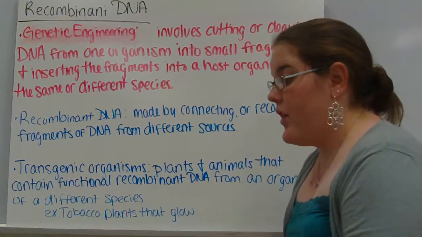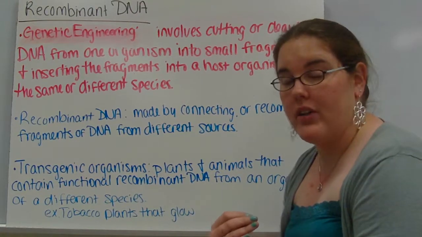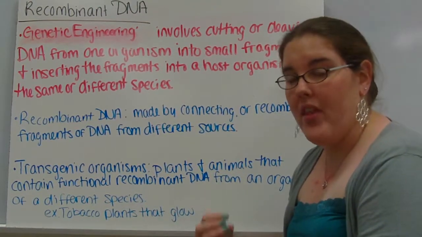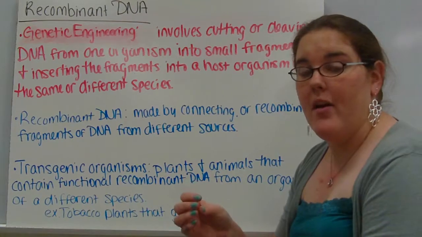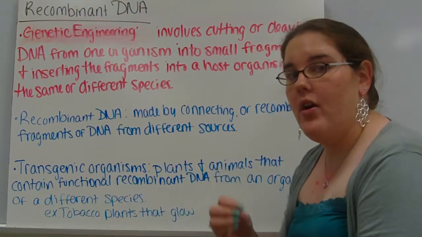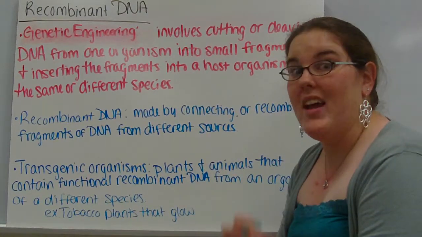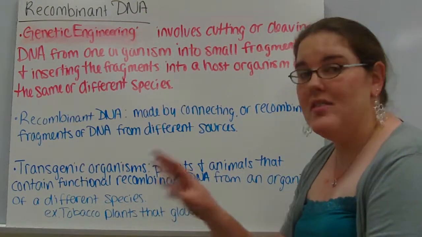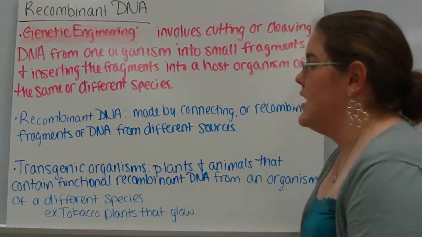So for instance, one that I will probably reference a lot throughout this entire lecture is a tobacco plant. They actually took the DNA from a firefly, the DNA that made that firefly glow, and they put that into a tobacco plant in order to make that tobacco plant glow. This is one of the applications of recombinant DNA.